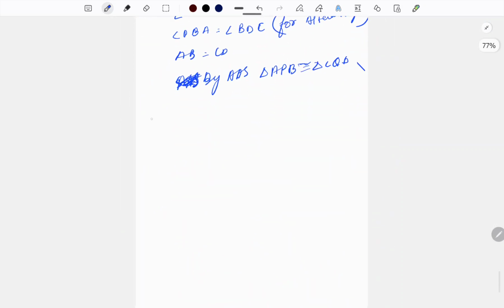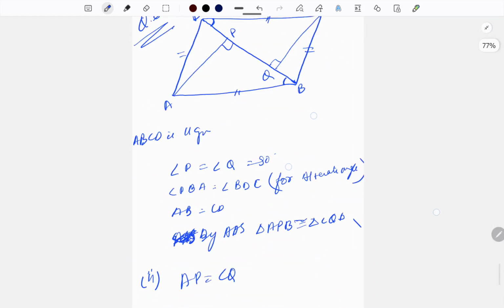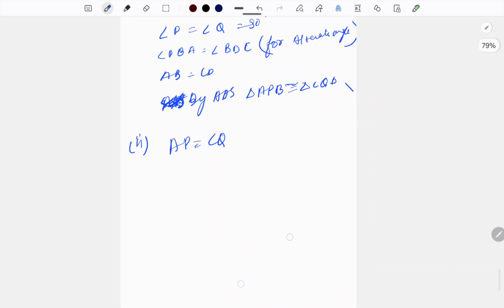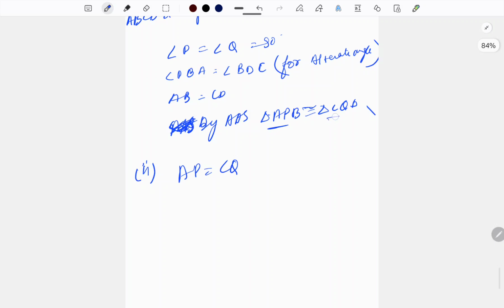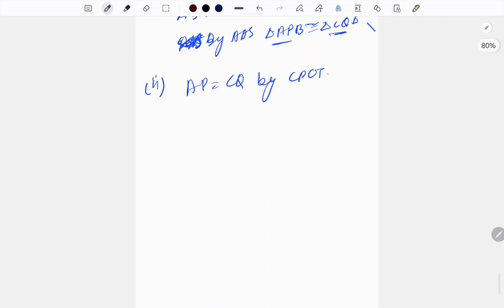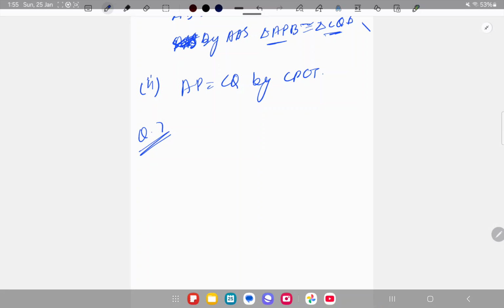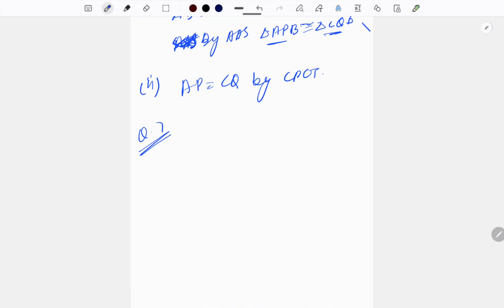Now, the second part is AP equal to CQ? So once these two triangles are proven congruent, then this triangle and this triangle we have already taken. Therefore, AP is equal to CQ by CPCT. Now, the seventh question, the last question of this exercise, says ABCD is a trapezium in which AB is parallel to CD and AD is equal to BC.